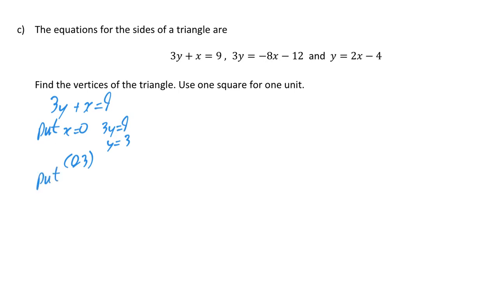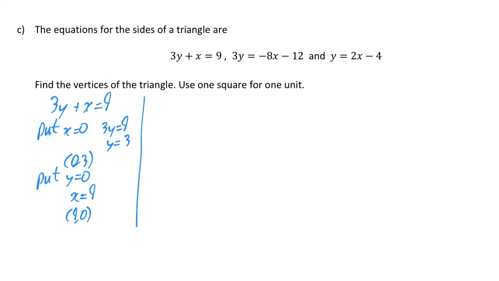Also, I would say put y equal to 0. So that means 3 times 0 is 0. That means your x is just equal to 9. So that gives you the point 9, 0. So we can plot that point. We'll come back to that in a minute.